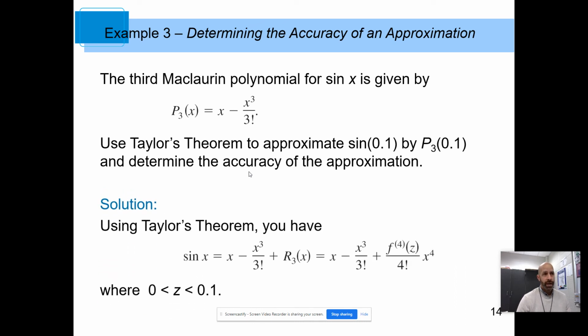All right, so we're going to use Taylor's theorem. And Taylor's theorem tells us that sine of x is equal to x minus x to the third over 3 factorial plus the remainder R sub 3 of x. So that's going to be x minus x to the third over 3 factorial plus the fourth derivative of sine evaluated at z over 4 factorial times x to the fourth, where z is between 0 and 0.1. Remember, our c value here is 0, and we want to calculate the sine of 0.1.